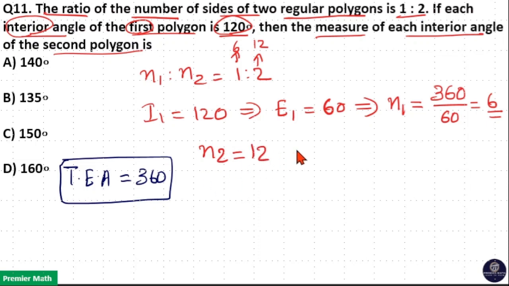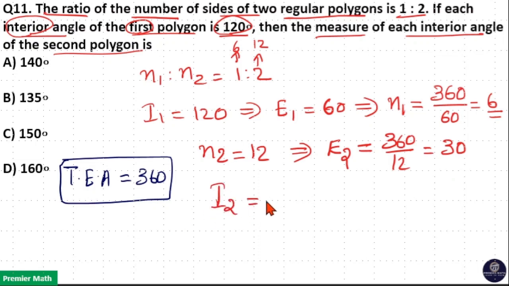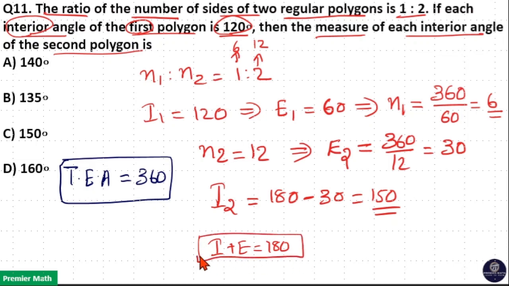If the number of sides of the second polygon is 12, then the exterior angle of the second polygon is equal to 360 by 12, which is equal to 30 degrees. That is total exterior angle divided by number of sides, which is 30 degrees. Which means the interior angle of the second polygon is 180 minus the exterior angle 30, which is equal to 150 degrees, because interior angle plus exterior angle is 180. So option C is your answer.